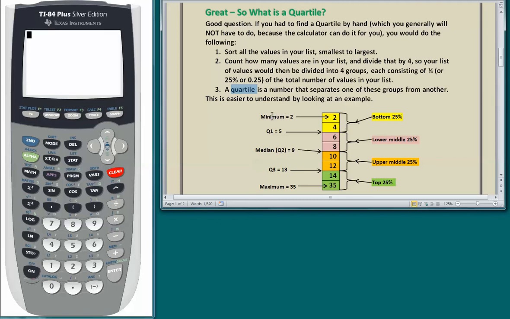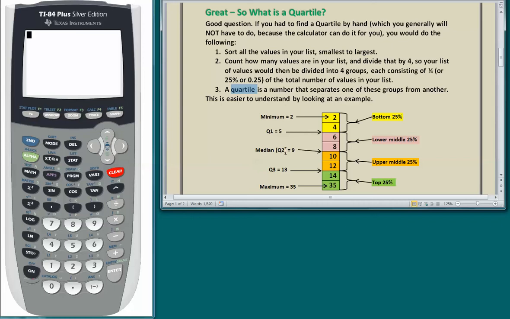So putting aside the minimum and the maximum for the moment, and there you can see the minimum is just the smallest number, the maximum is the biggest number. Here are the quartiles. Q1, the first quartile, is the number that separates the top end of the bottom 25% and the low end of the lower middle 25%. So it separates 4 from 6, so Q1 is 5. And you're not going to have to compute this. I'll show you that the calculator will compute it for you. I just want to show you what that first quartile represents. It's the dividing number, the number that separates this group of 2 from this group of 2.